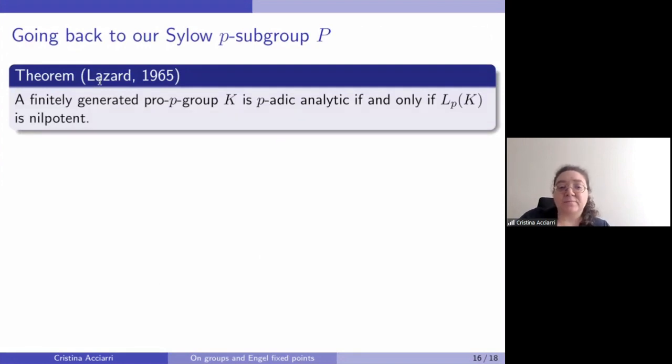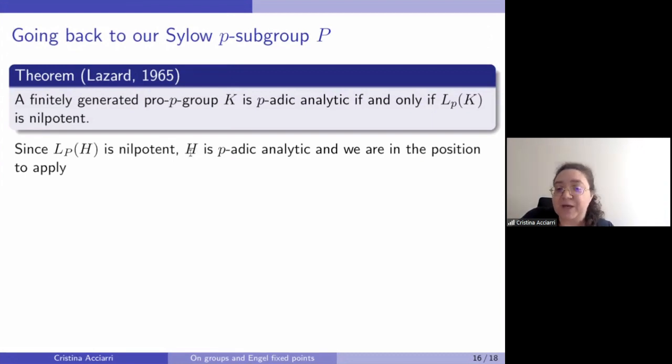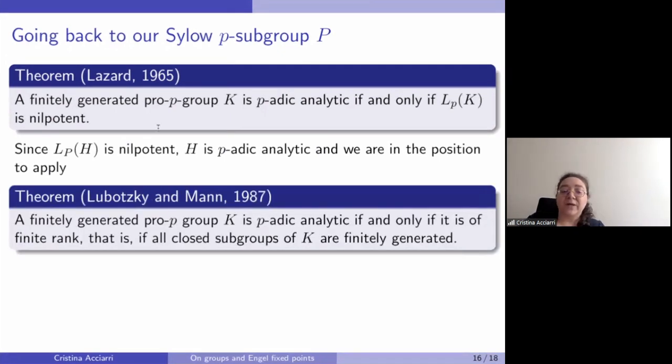Now we need to combine this with Lazard's result saying that a finitely generated pro-p group K is p-adic analytic if and only if the associated Lie algebra is nilpotent. So in our case, we get that H is p-adic analytic. We can combine this fact with the result of Lubotzky and Mann, saying that a finitely generated pro-p group K is p-adic analytic if and only if, this is the second criterion, it is of finite rank. This means that all closed subgroups of K are finitely generated. So in particular, H has finite rank for us.